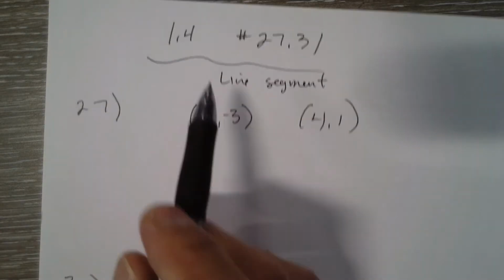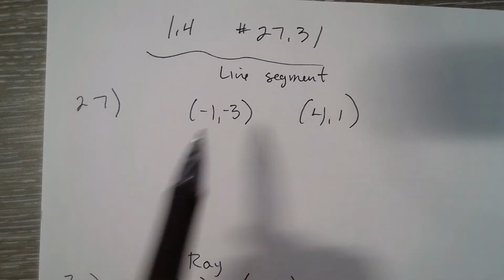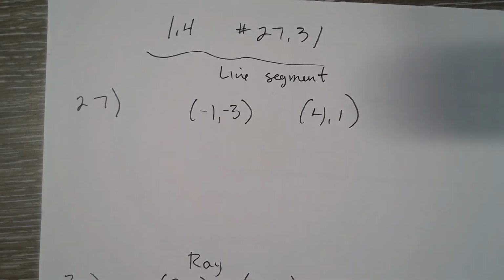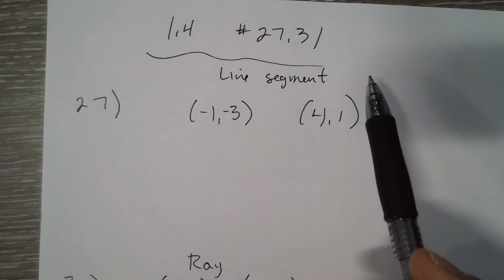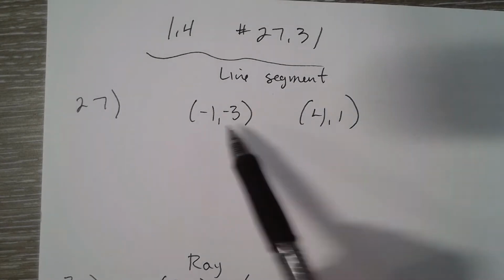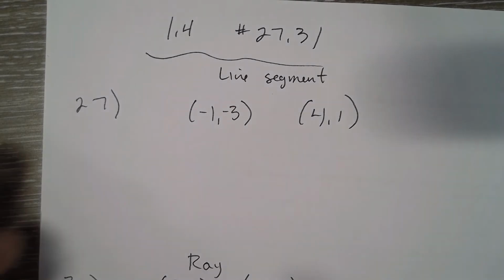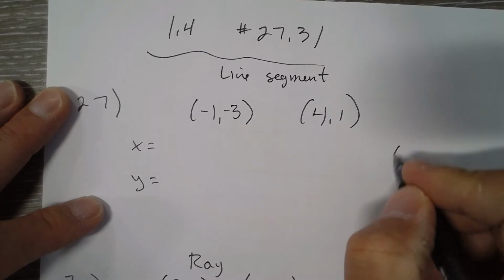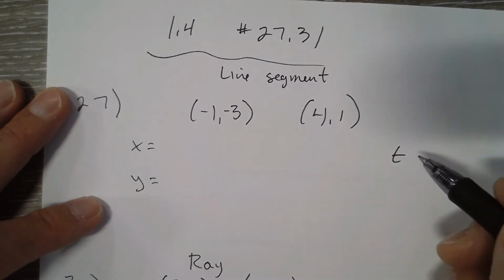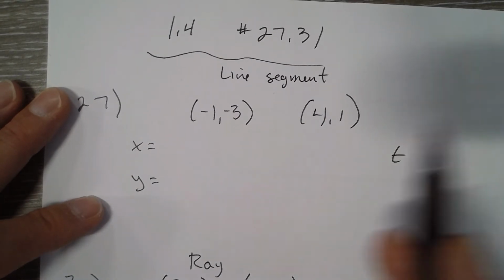Alright, question is 1.4, number 27 and 31. It's in the parametric equations assignment. We're asked to find the line segment with these as your endpoints. Okay, so parametrics, you need to make an x equation and a y equation. You have to explain what t's are being used.